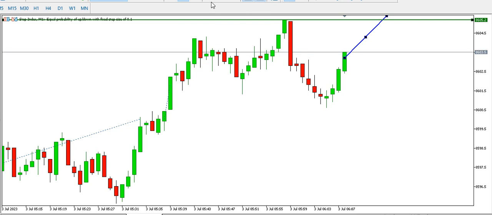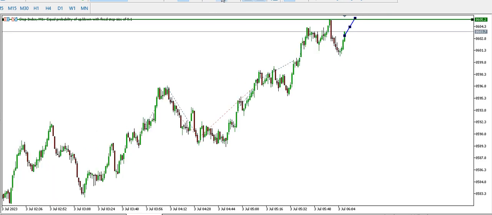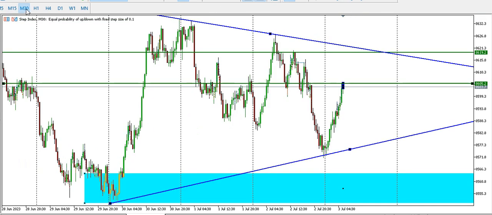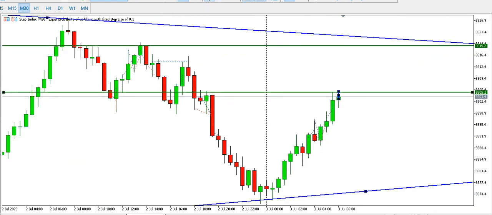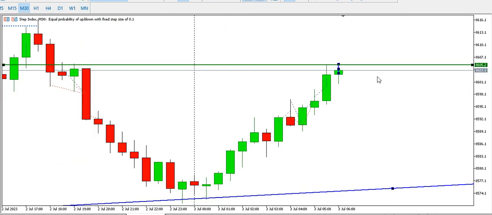All right, but the overall trend on the 1 minute time frame, up to the 30 minutes time frame, is currently bullish. You might want to look for buying opportunities and buy step index.